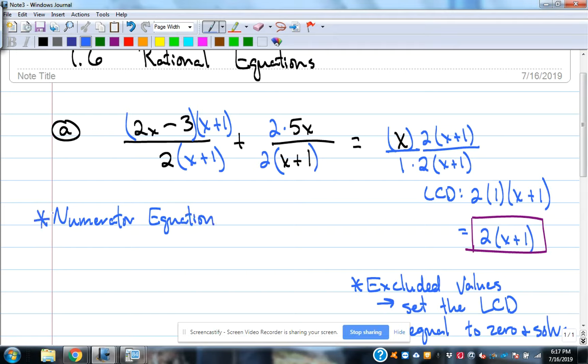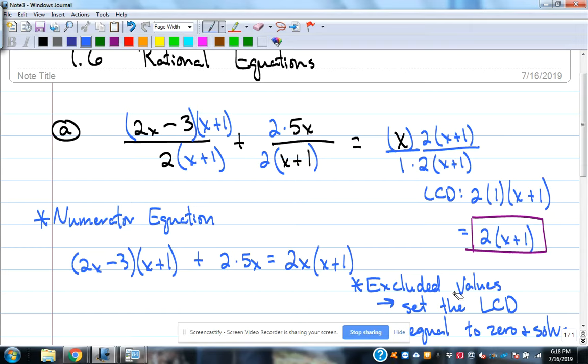The numerator equation is the top part of everybody. So we have 2x minus 3 times x plus 1, plus, that plus sign comes from the plus sign in the problem, 2 times 5x equals 2 times x plus 1. So I'm just multiplying across the top there. I don't worry about the denominator anymore because I've done all the hard work to get the denominator taken care of. I found that excluded value. So I'm done with the denominator once I get them all the same.